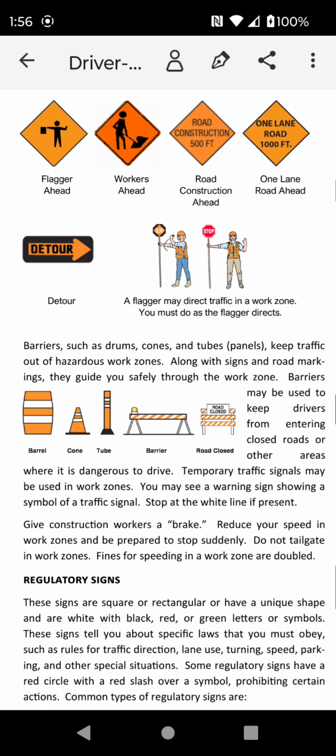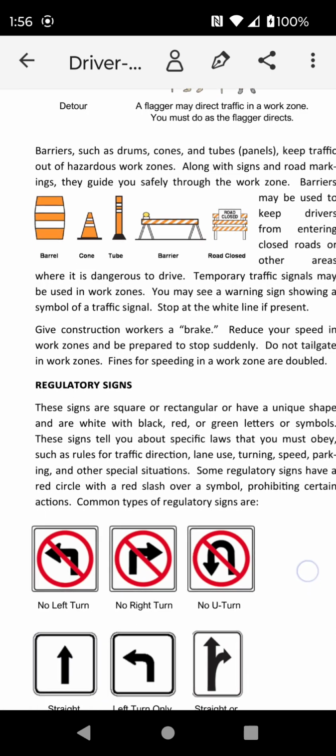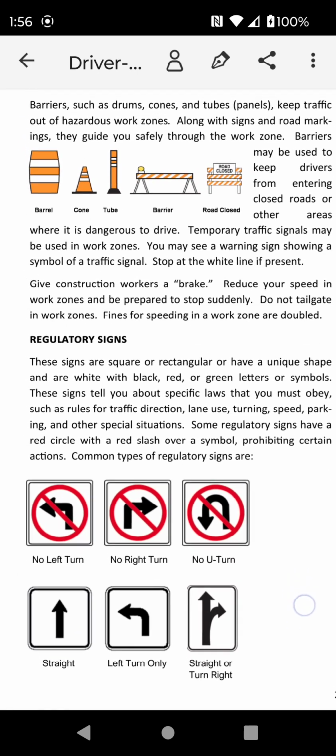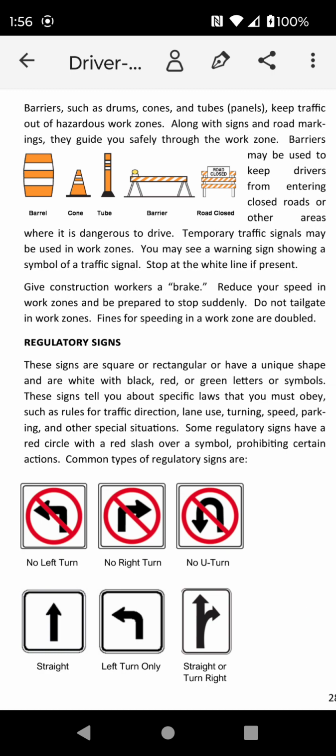Do not tailgate in work zones. Always keep a car length behind the car in front of you. Fines for speeding in the work zone are doubled. Yes, you do not want to get pulled over by a highway patrolman. Your tickets will be doubled compared to being pulled over by a regular police officer. It's expensive for your wallet, and you might lose points on your driver's license too.